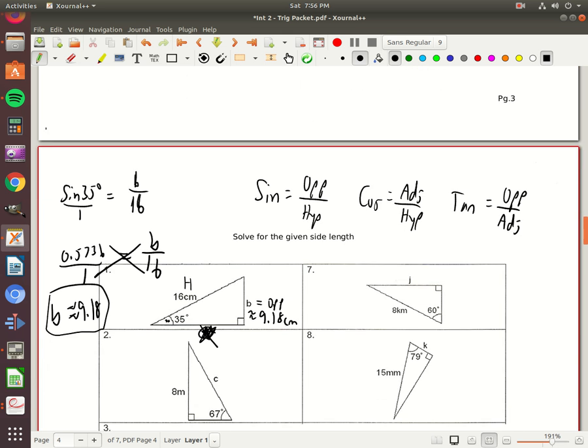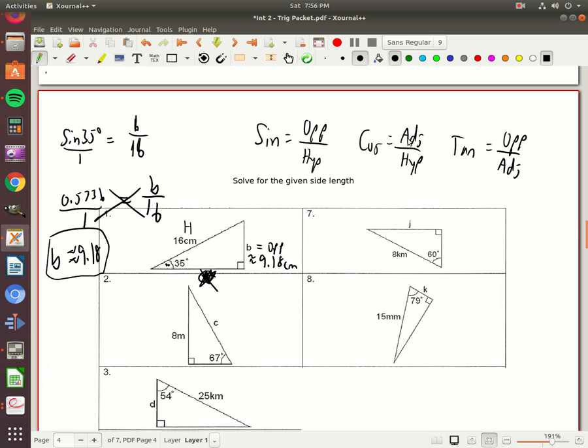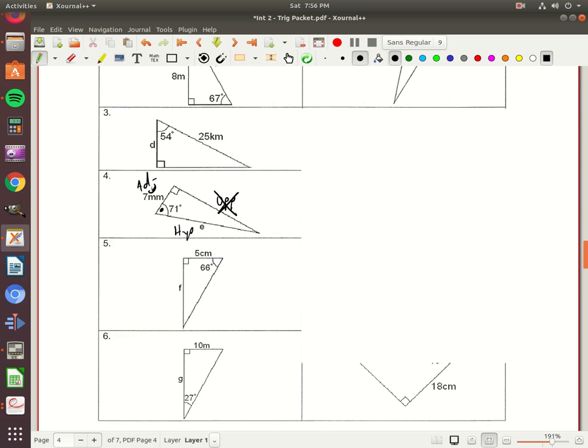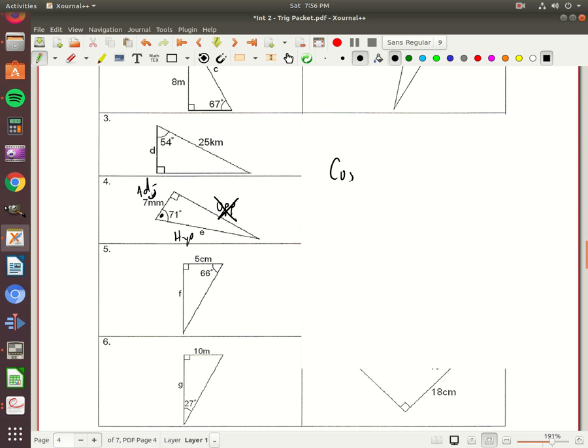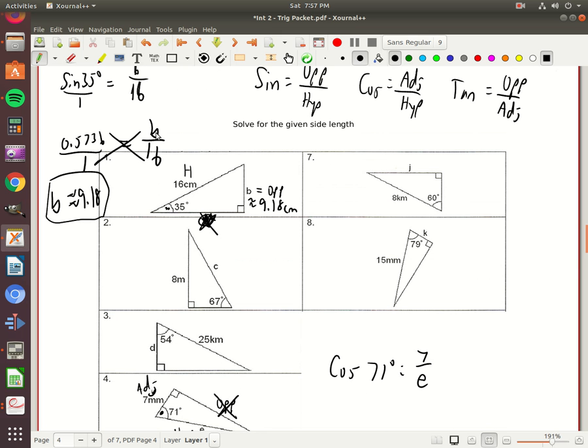Adjacent and hypotenuse tells me I'm going to use the cosine, and with cosine, adjacent's on top. So I'm going to say the cosine of 71 degrees equals the adjacent on top, 7, over the hypotenuse. I don't know what the hypotenuse is, it's E. So you can see this is a little bit different. Last time the unknown was on top and it was pretty simple. This time the unknown is on bottom.